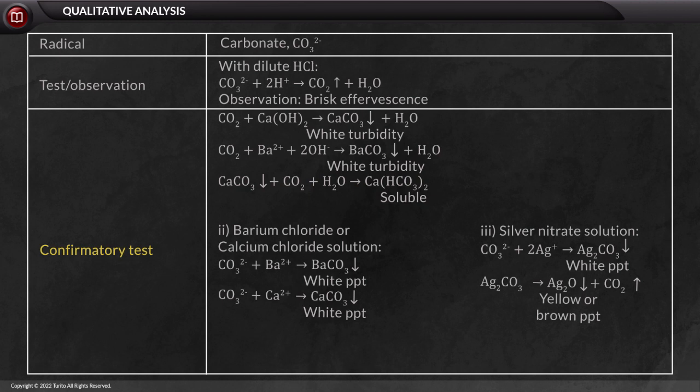Similarly, when the carbonate reacts with barium chloride, calcium chloride or silver nitrate solution, it gives a corresponding precipitate of carbonate. Silver carbonate, thus formed, on further heating, forms a yellow or brown precipitate of silver oxide and CO2 gas is released.